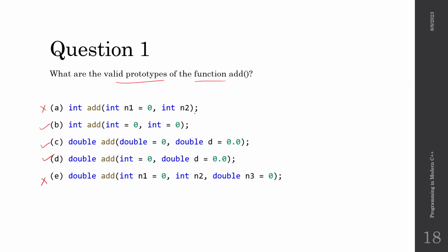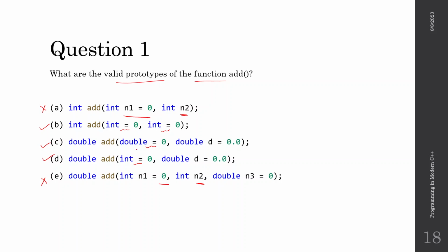Because in case of A, first we have the default parameter, but after that the second parameter is not default. Similarly, in case of E, we have the default parameter in the beginning, but N2 does not have a default parameter. In B, C, and D, both have default values. Now, in B, C, and D, some of the variable names are omitted, for example over here and here. In case of C also this is omitted, and in case of D also.